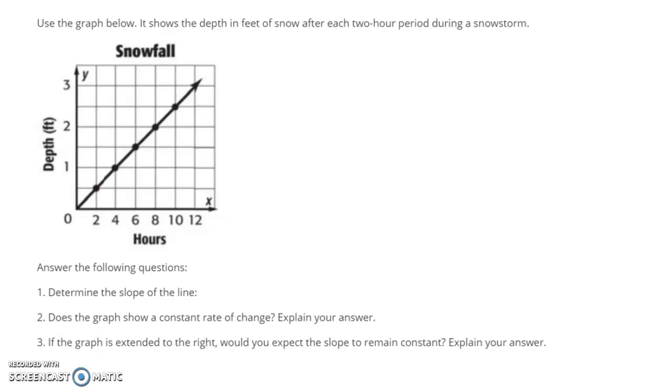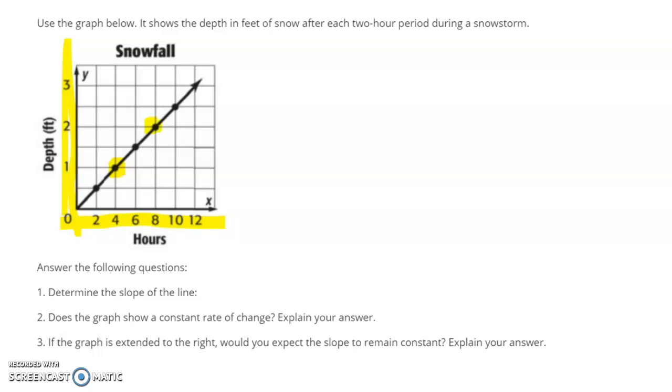Use the graph below. It shows the depth in feet of snow after each 2-hour period during the snowstorm. Pay attention: these are going by 2s. These are going basically by 1, a half. So everyone is a half. So when you are doing this and you're going from a point, I am going to take this point and I am going to take this point.